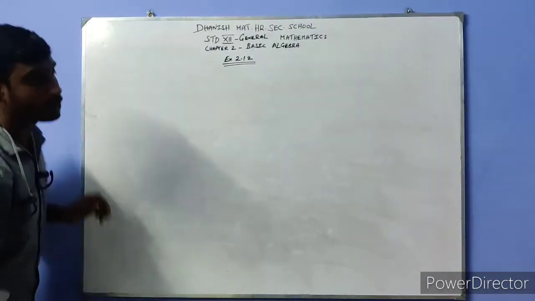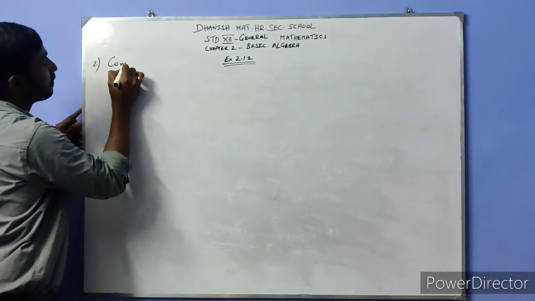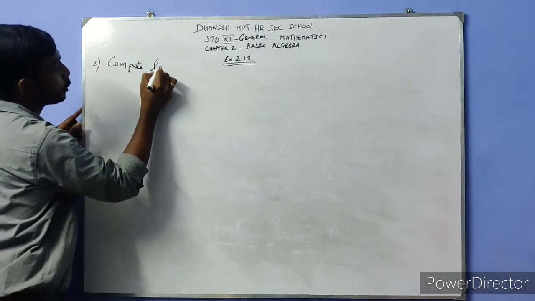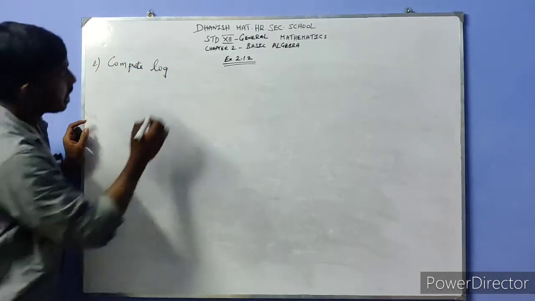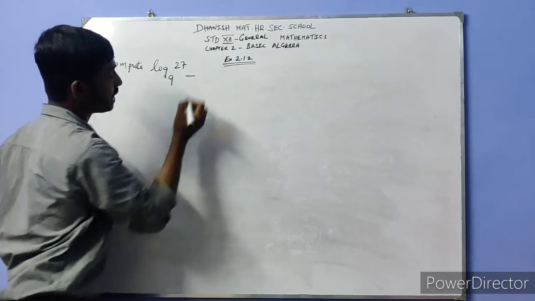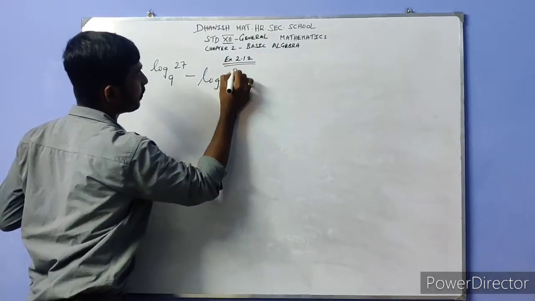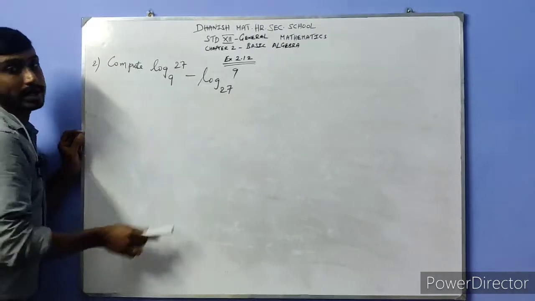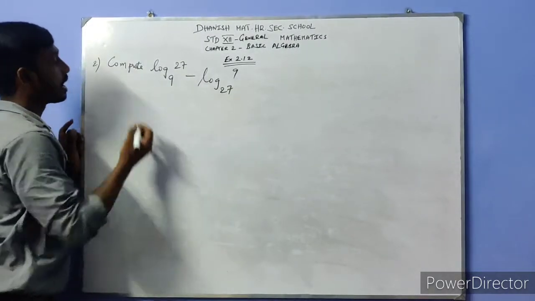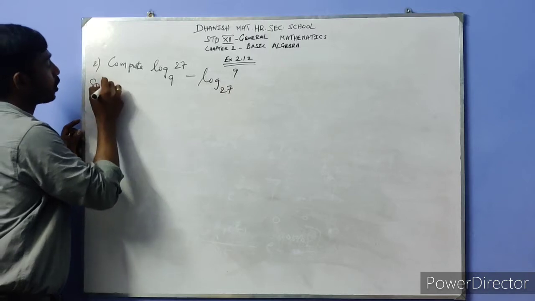So let's see the second question. Compute, very important question this one. Compute log_9 27 minus log_27 9. So log_9 27 minus log_27 9. Let's solve this one. How to solve this one?